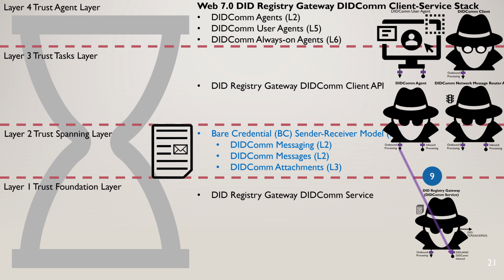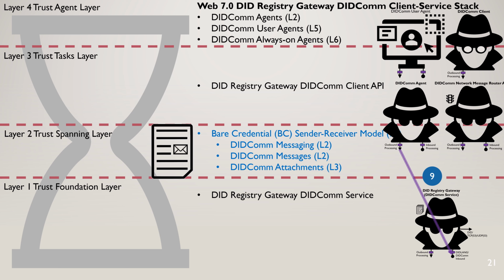This is the DID registry gateway DIDComm client service stack. So what the heck do we have going on here? At the bottom we have the DID registry gateway. This is the DIDComm agent that sits in front of the DID registry. And I've only highlighted one of the connections, the one from the origin outbound interface of the traditional DIDComm agent to the inbound interface on the DID registry gateway.